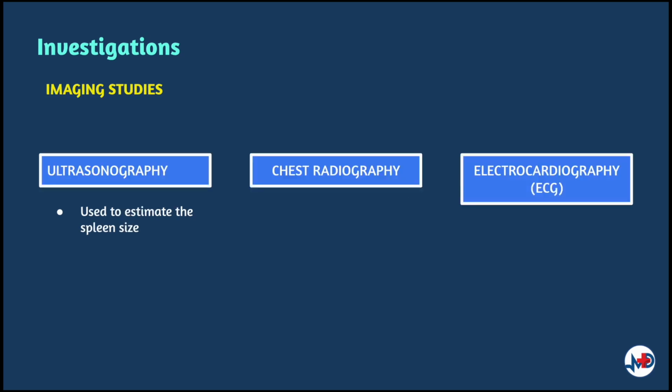An ultrasound is used to estimate the spleen size. Since the physical exam occasionally does not detect significant splenomegaly, you may also carry out other tests such as a chest radiograph and ECG, and this is to evaluate the cardiopulmonary status.